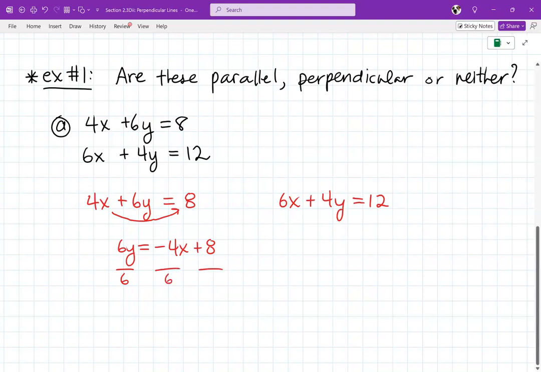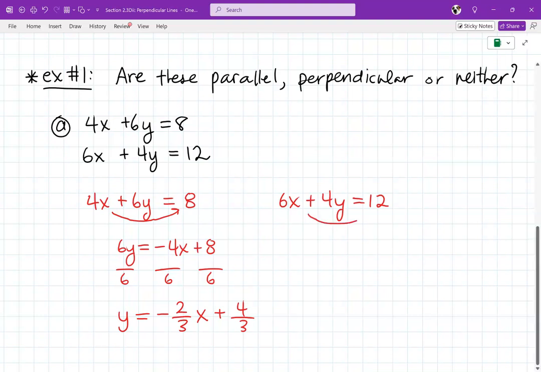So dividing everything by 6, that gives me y equals, I'm going to reduce, negative 2/3 x plus 4/3. Does the b value matter, the 4/3? No, right? If I'm just trying to quantify them as slopes, only the slope matters. So I don't care about the b. Now, let's do the other one.